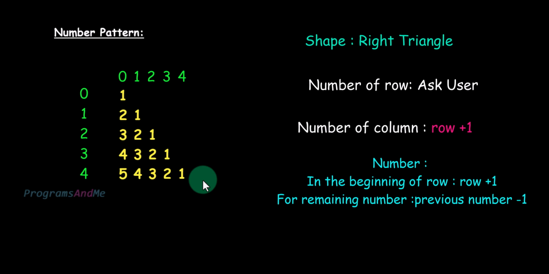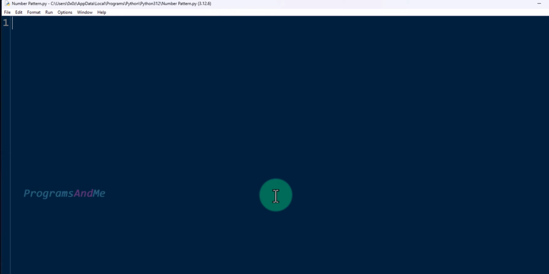Next, let's write the program. In the Python file, the first step in the pattern program is we need to ask the user to enter the input. For that, I'll take a variable and I'll use the input function, and write a message here. In most of the pattern programs, we'll ask the user to enter the number of rows, how many rows he or she wants in the output. So here also we'll do the same.